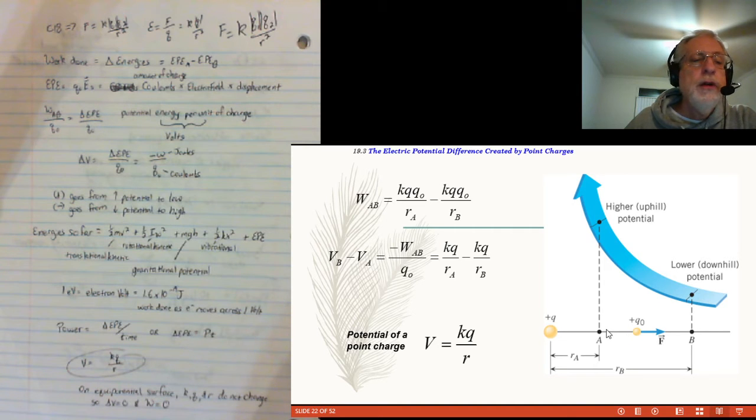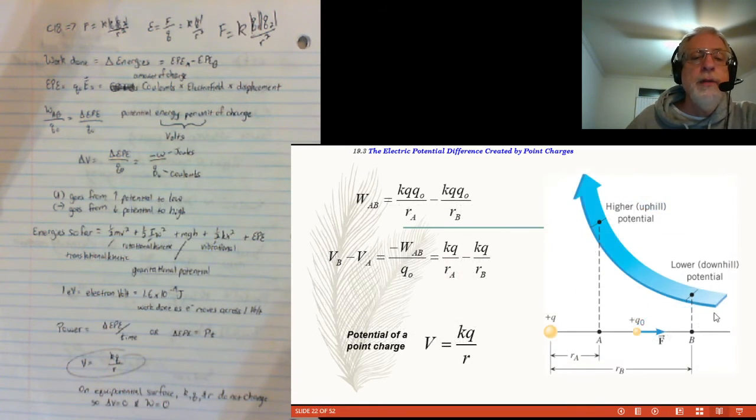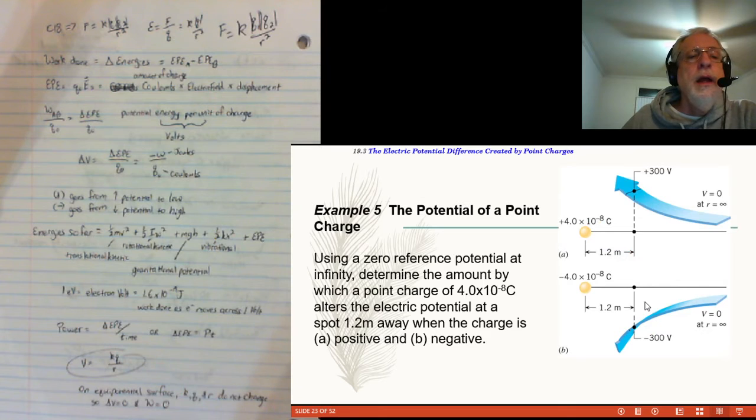And the voltage, the potential of the point charge as it goes from A to B is KQ over R. Let me show an example. Using a zero reference potential at infinity, so basically if this goes all the way down at infinity, it becomes zero. And on the test, just assume that that's the case. I won't write that in.